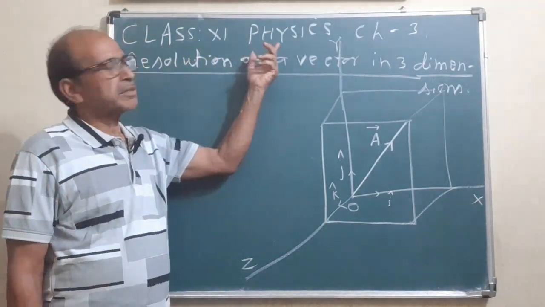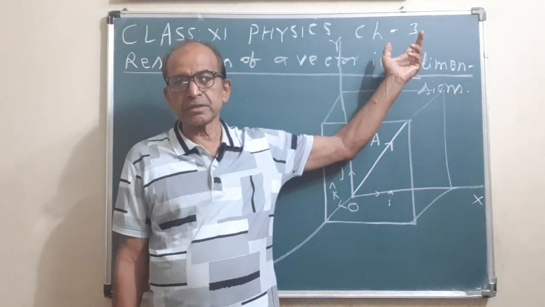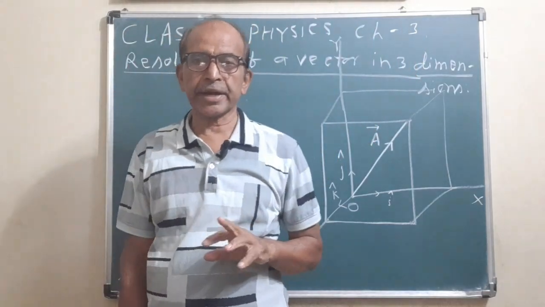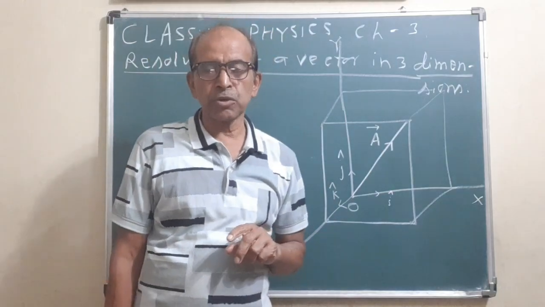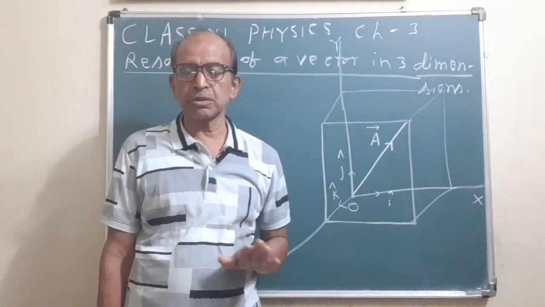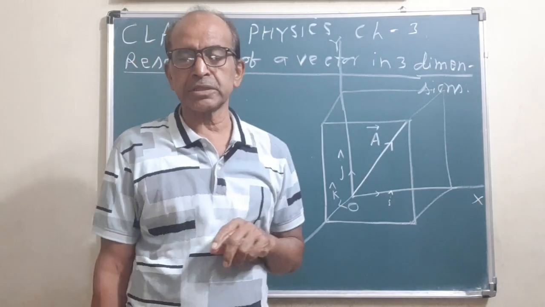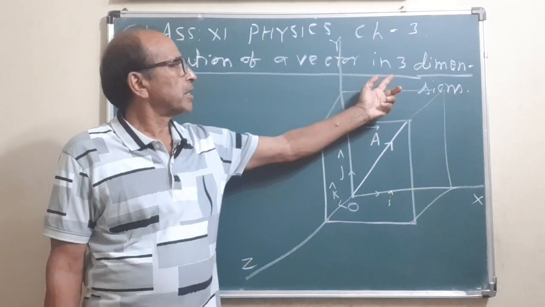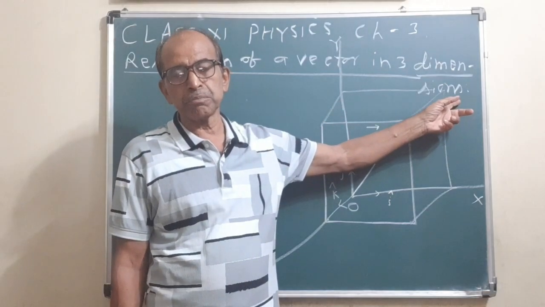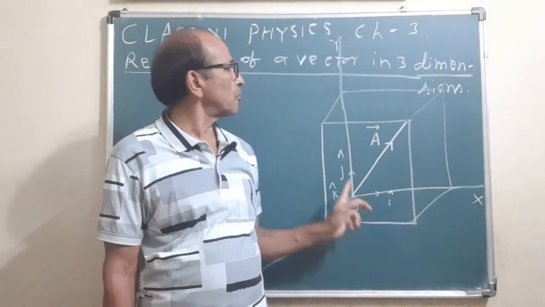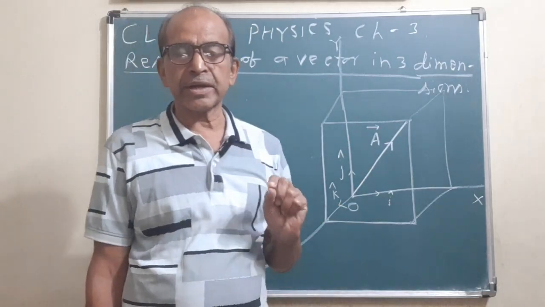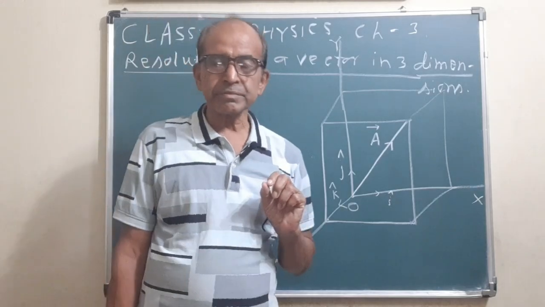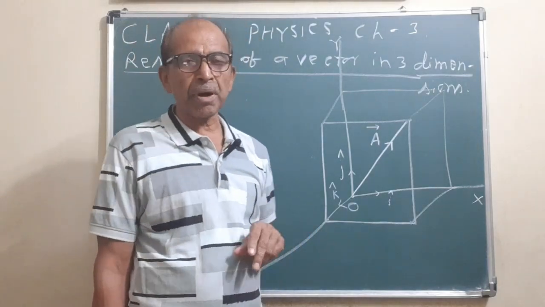Class 11 Physics Chapter 3, Motion in a Plane. The resolution of a vector you have read: resolution into rectangular components. The vector we can resolve into two parts, along the x-axis and along the y-axis. Now you will study resolution of a vector in three dimensions, in three components along the x-axis, y-axis, and z-axis. A vector we can split, we can divide into three parts.